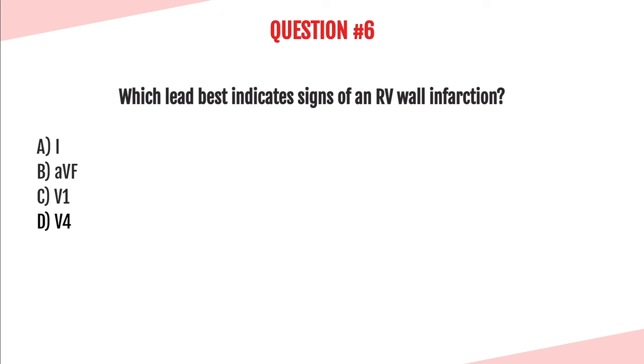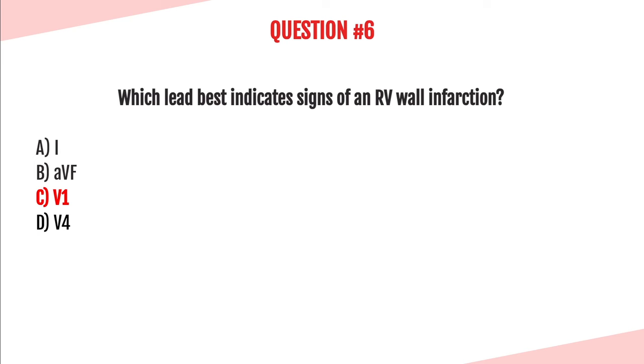Question number 6. Which lead best indicates signs of an RV wall infarction? Is it A, lead 1, B, AVF, C, V1, or D, V4? The answer is C. It is V1. V1 is indicative of a right ventricular wall infarction, or V2R through V4R. Don't confuse that with just your regular V4.